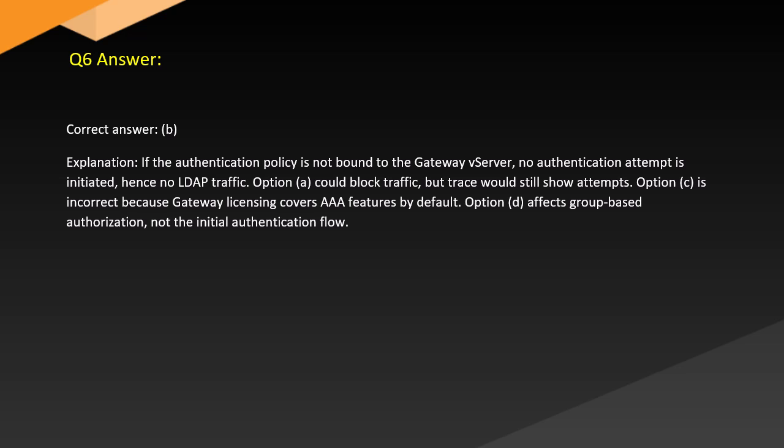Option A can block traffic, but the trace would still show attempts. Option C is incorrect because gateway licensing covers AAA features by default. Option D affects group-based authorization, not the initial authentication flow.